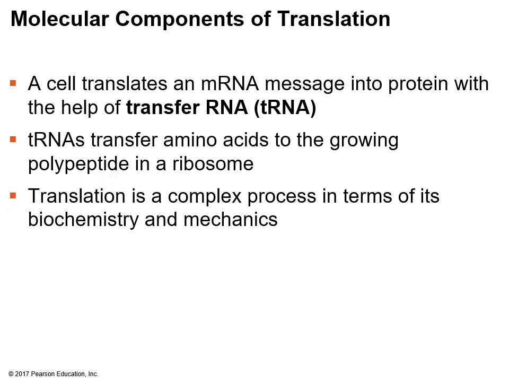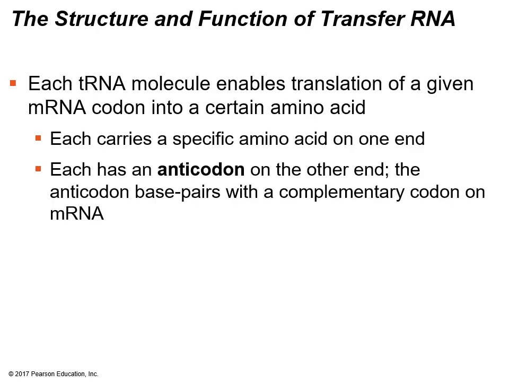Translation is a complex process in terms of its biochemistry and mechanics. Each tRNA molecule enables translation of a given mRNA codon into a certain amino acid. Each tRNA carries a specific amino acid on one end and has a specific anticodon on the other end. The anticodon base pairs with a complementary codon on mRNA. So basically, each tRNA is going to match with a group of 3 nucleotides on the mRNA called the codon.